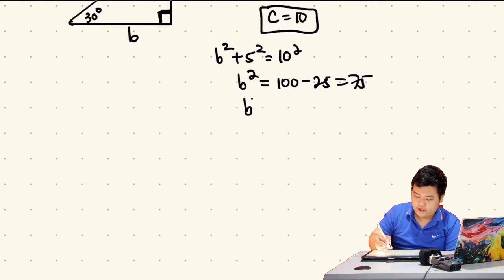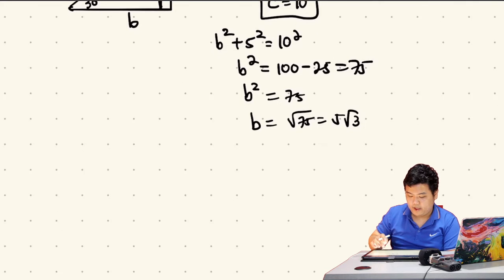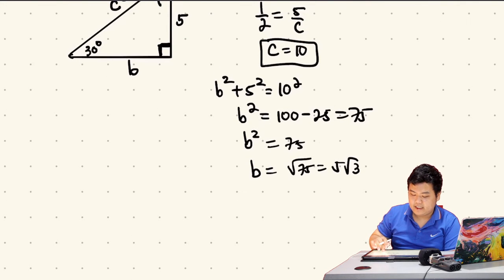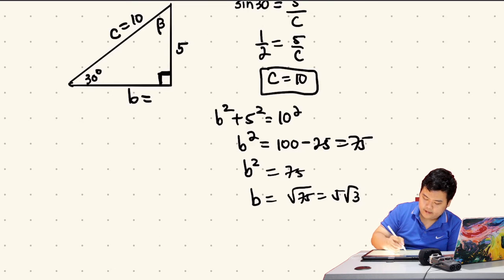Or B square is 75. So, B is square root of 75, or 5 square root of 3. Okay, positive yung kinuha natin kasi length ng side ng triangle CB. So, this is 5 square root of 3.